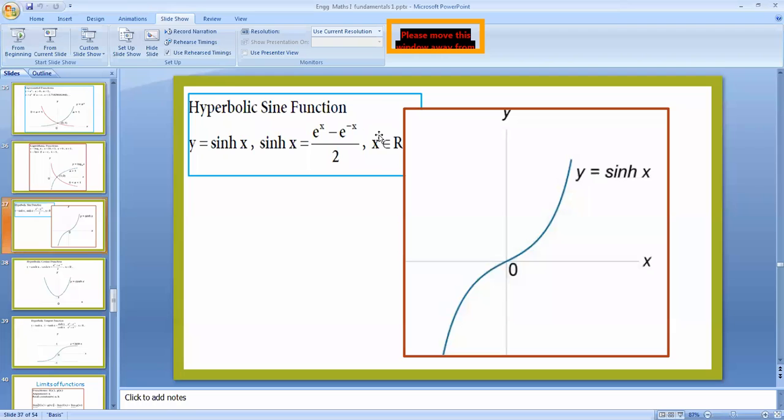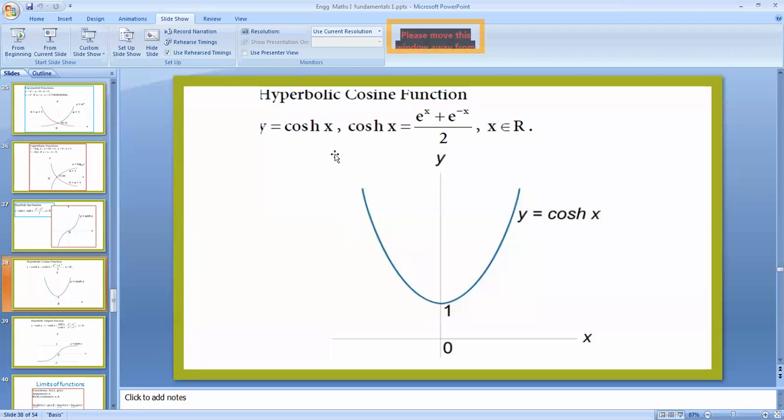And if you are taking values of x which are greater than 0 and less than 0, all points will lie on that same curve. And when you join all these points, you get the graphical representation of the sine hyperbolic function. Sine hyperbolic function. Okay. Now see the next.